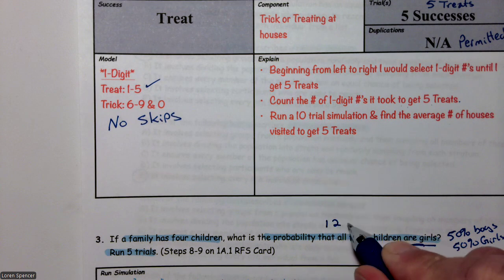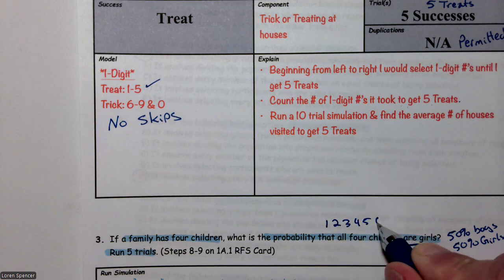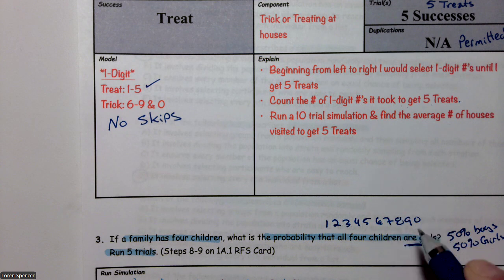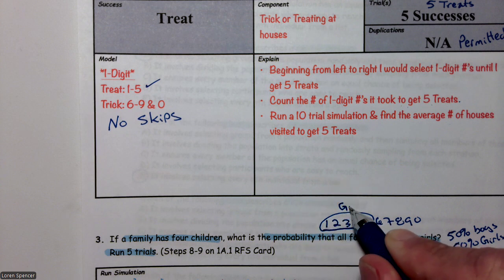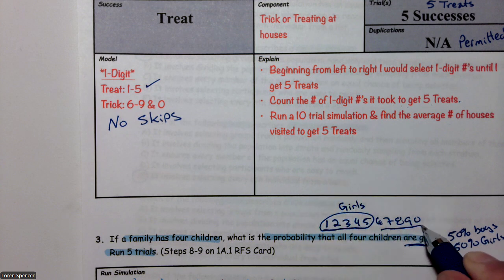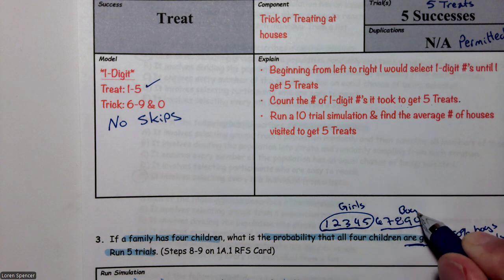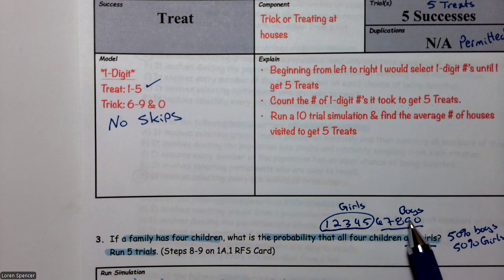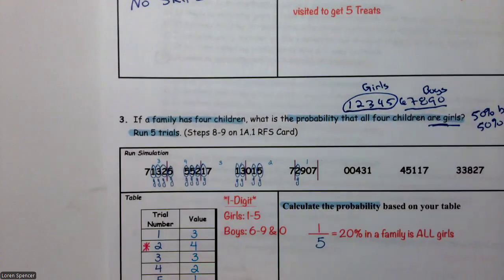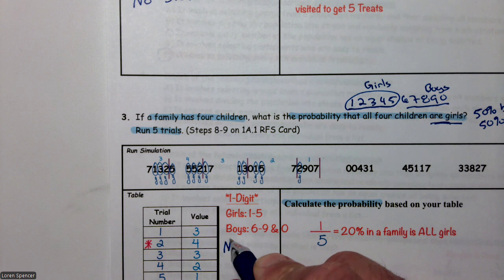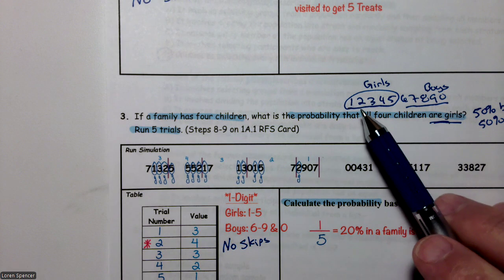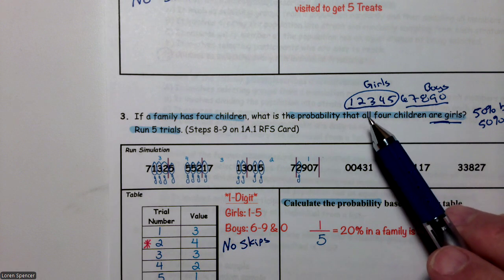So when we have our number line 1, 2, 3, 4, 5, 6, 7, 8, 9, and 0, we're going to assign 1 through 5 as girls. That's going to be a success. And the rest will be boys, so 6, 7, 8, 9, and 0. So here's our assignment: girls 1 through 5, boys 6 through 9 and 0. And we're going to have no skips because we're going to use every single one of the 1-digit numbers. We could have used 2-digit numbers, but it would have taken a lot longer to run.